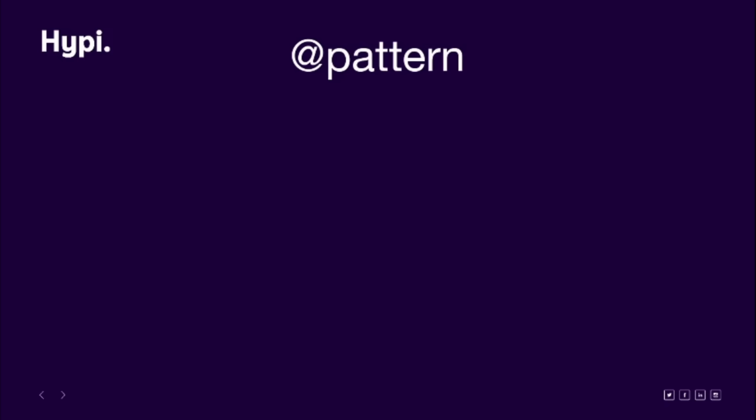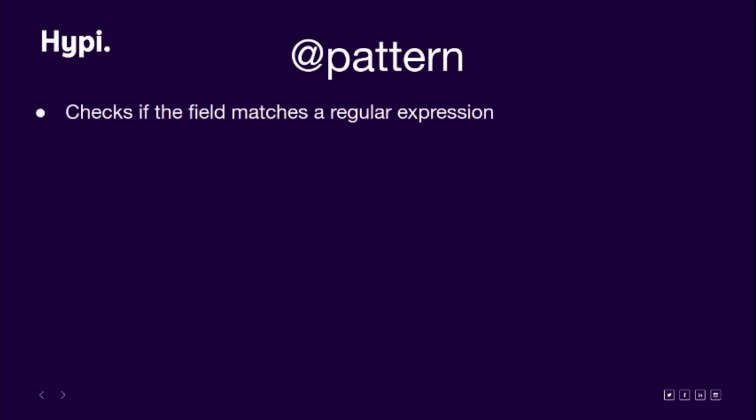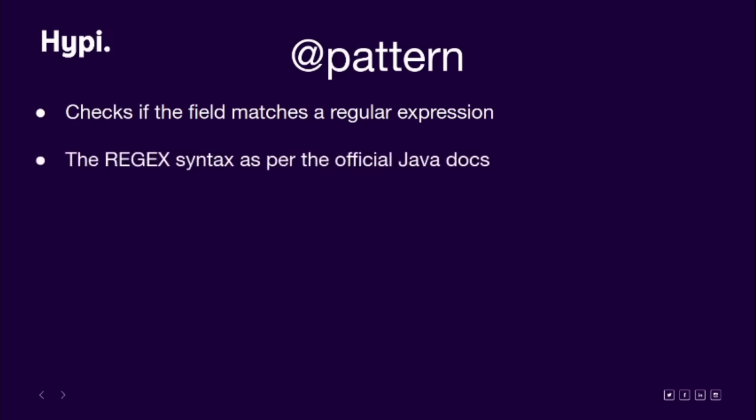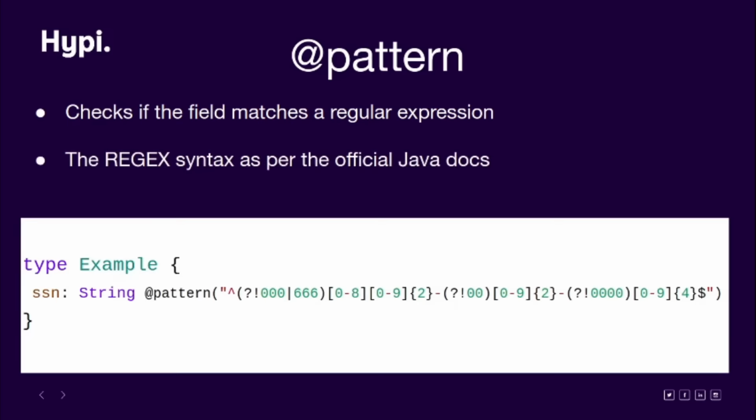Now let's discuss the pattern directive. The pattern directive is usually used to validate given values using a regular expression. Regular expressions on Hypi are based on Java syntax. Here is an example for validation of social security number using the regular expression.